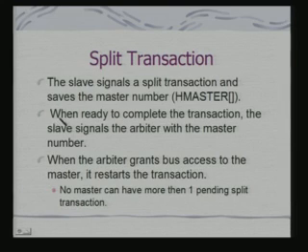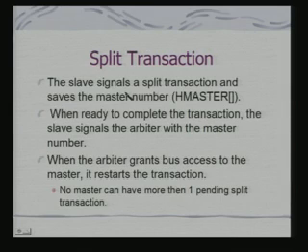When it is ready to complete the transaction, the slave signals the arbiter with the master number. Okay. When the arbiter grants bus access to the master, it restarts the transaction. In fact, the convention is no master can have more than one pending split transaction. I hope you have understood why this transaction is called a split transaction, because the master had initiated a transaction. For some reason, the slave is currently not able to complete the transaction. Okay. So, it signals a split transaction and retains the master number.